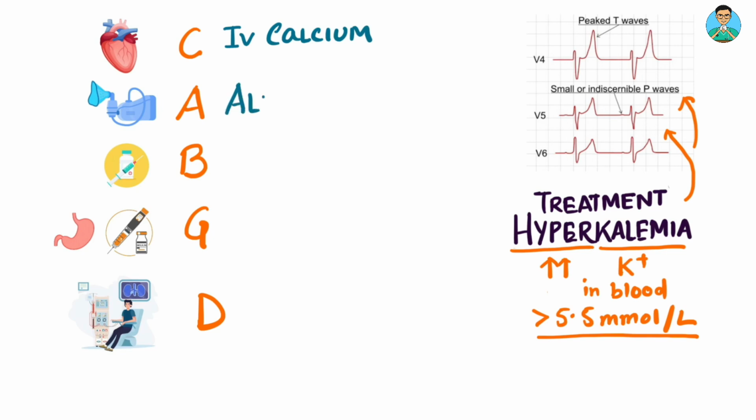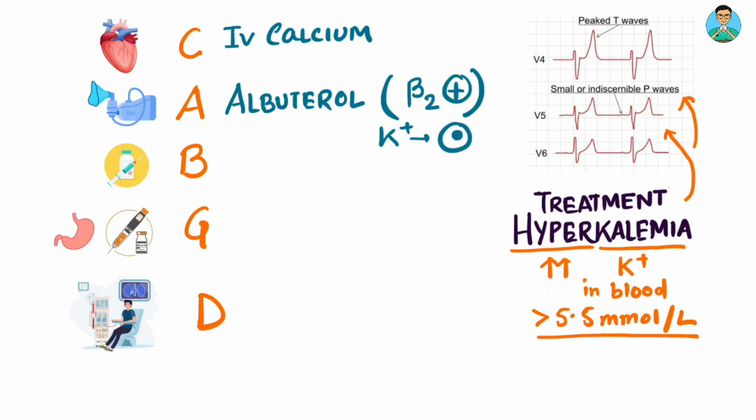Then A stands for albuterol, which is basically a beta-2 receptor agonist. This beta-2 receptor agonist helps in intracellular shift of potassium. It causes shift of potassium within the cells. The most common route by which we give albuterol is by nebulization. And the doses used for hyperkalemia are generally higher than the usual bronchodilator dose.